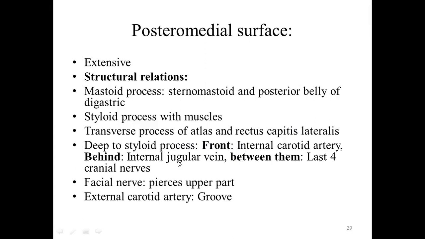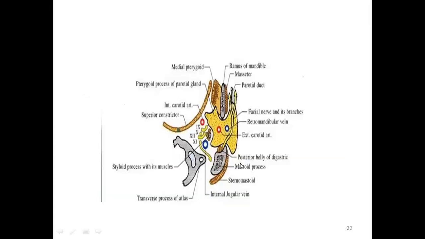Deep to the styloid process, and the facial nerve which pierces the upper part. So on the posteromedial aspect, there will be an MCQ related with the facial nerve: it pierces which surface of the parotid gland? The posteromedial surface. And the external carotid artery forms a groove over the posteromedial surface. Here you can see the posteromedial surface and external carotid artery. The 4 cranial nerves can be seen: 9, 10, 11, and 12.